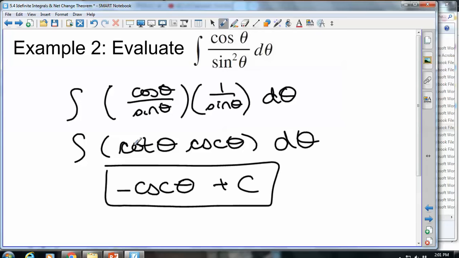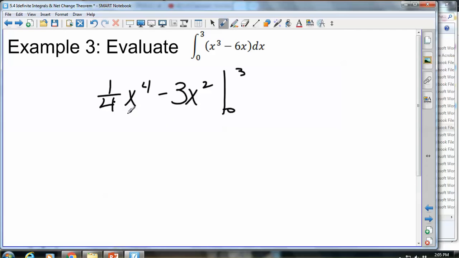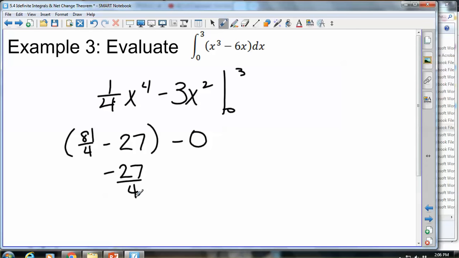Alright, why don't you guys do examples 3 and 5. I'm going to do 4 with you in a second. Let's try these. So example 3, what was your antiderivative? From 0 to 3. And so we get negative 27 over 4.